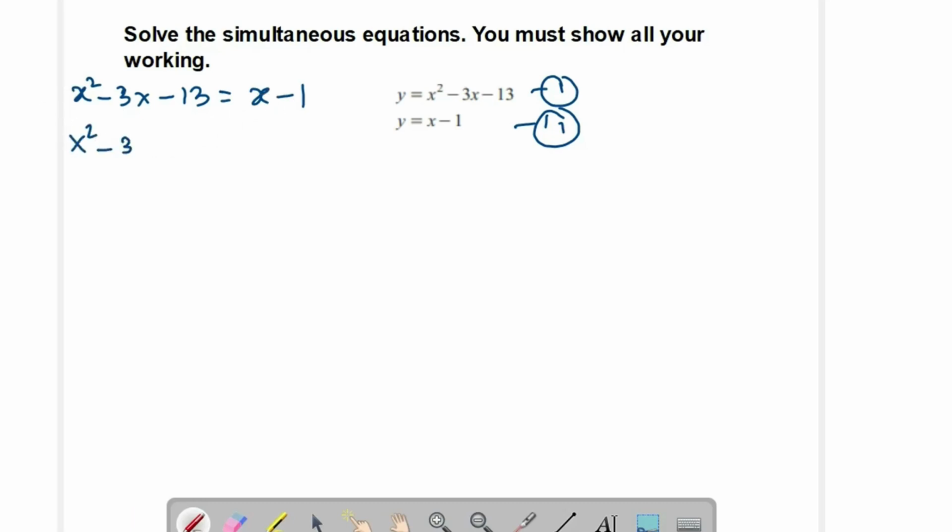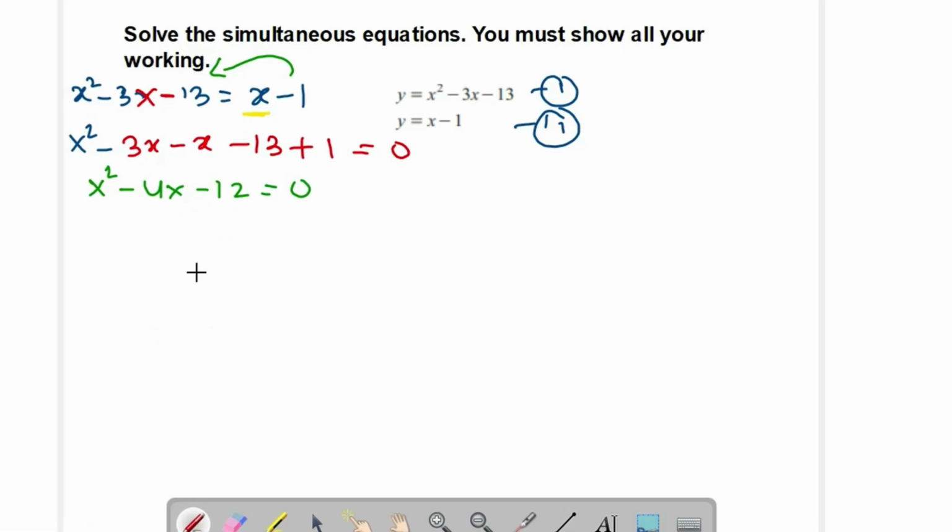So x squared minus 3x. Now x is positive here, and when we bring it to the other side, it will be minus x. So minus 3x minus x minus 13 and plus 1 is equal to 0. The minus sign, when shifted to the other side, became plus, and x became minus x. So x squared, minus 3x minus x is minus 4x, minus 12 is equal to 0.